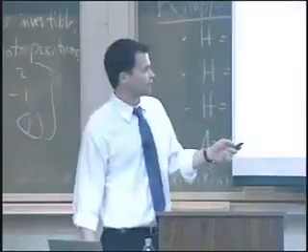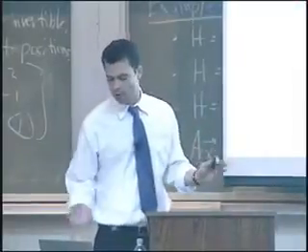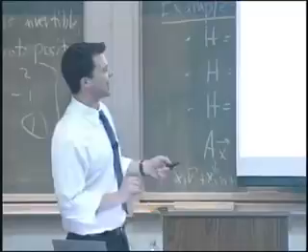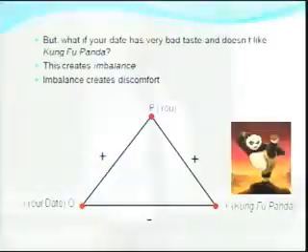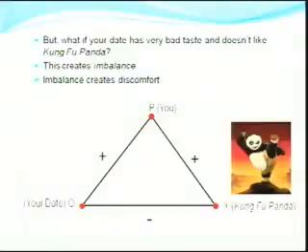Okay, that's how this theory works. But hypothetically, what if your date has very, very bad taste and somehow doesn't like Kung Fu Panda? Ridiculous, I know. This creates imbalance, right? Because if you multiply the signs, you're going to get a positive times a negative equals a negative, exactly. And a negative is an imbalanced state in this kind of system.